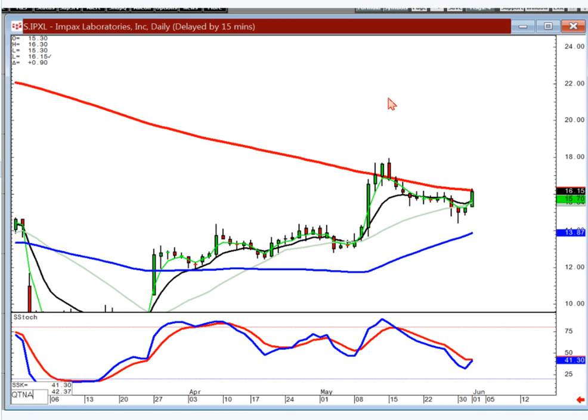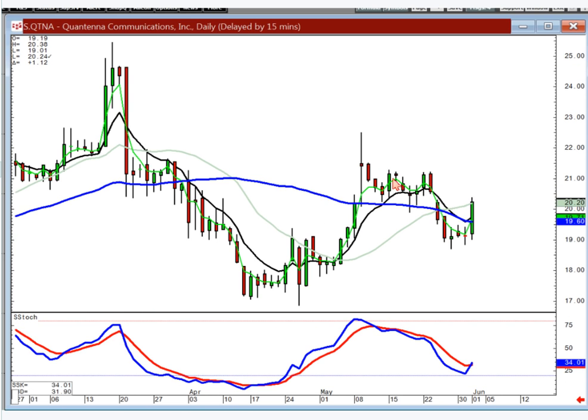And QTNA, another little scoop pattern. Notice the series of dojis here, and then they told you which way they're going. If they break out through this handle, you got a slingshot effect to the upside.